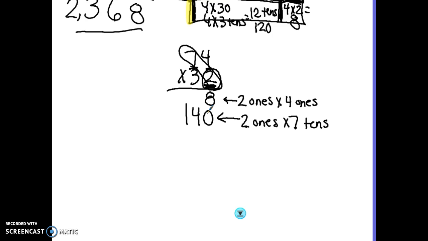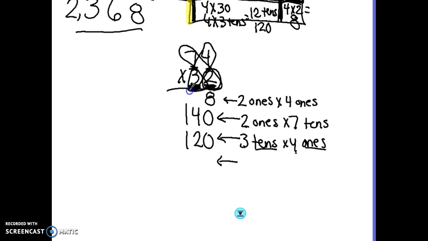Okay. All right, next, I'm going to move from this circled place to this place right here. So now I'm working with this 3, and it's in the tens place. So I'm doing 3 tens times 4, and it's in the ones place. So I know 3 times 4 is 12. 10 times 1 is 10. So 12 times 10 is 120.